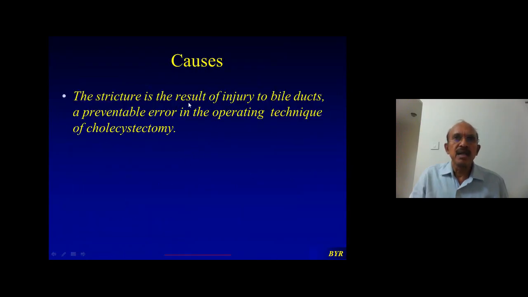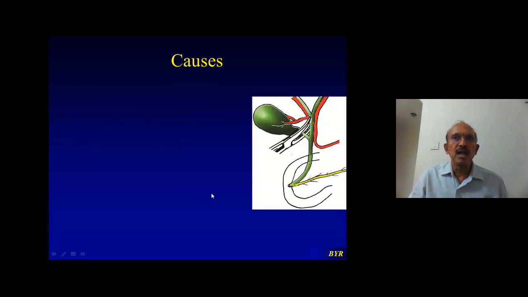The stricture is a result of injury to the bile ducts, a preventable error in the operating technique of cholecystectomy. So whenever you are doing cholecystectomy, you must always be careful about the bile ducts. So how can the bile ducts be injured during cholecystectomy? What are the causes?